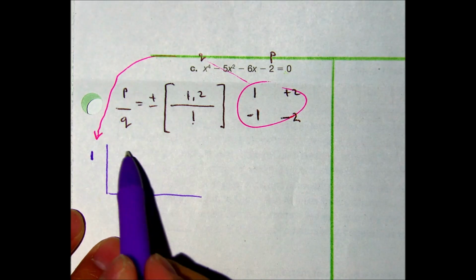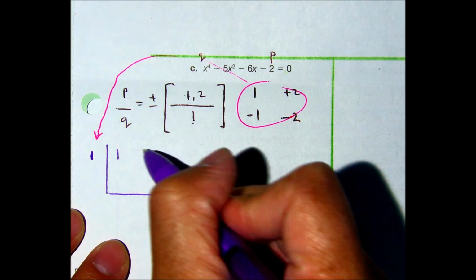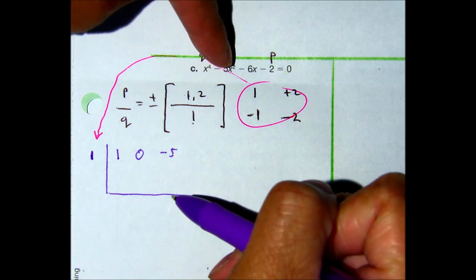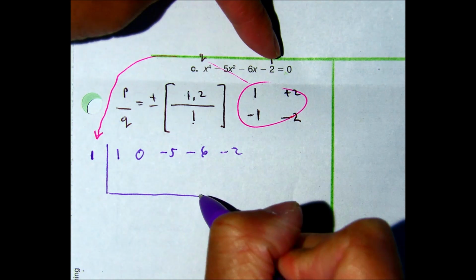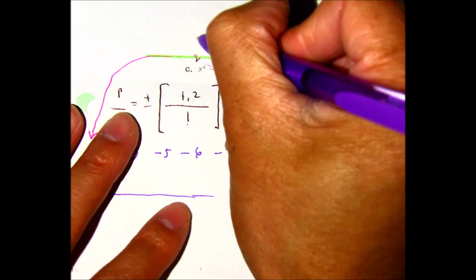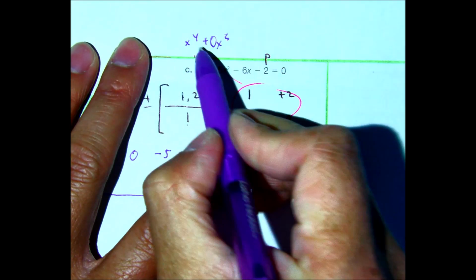Johnny, tell me the numbers to write here. 1, 0, -5, -6, -2. Raise your hand if you wrote those 5 numbers. Johnny recognized that there was a placeholder. Your descending order.